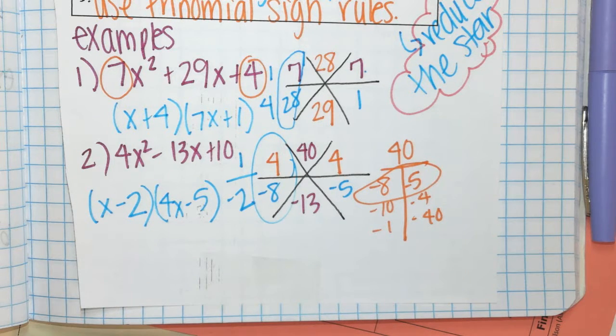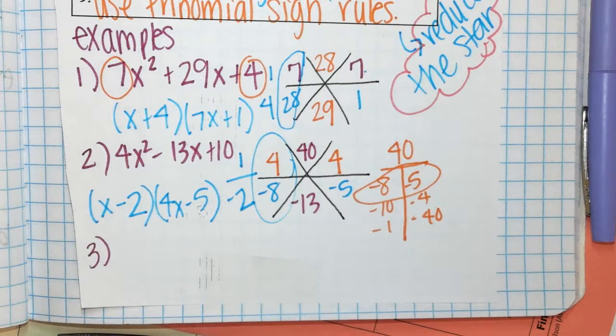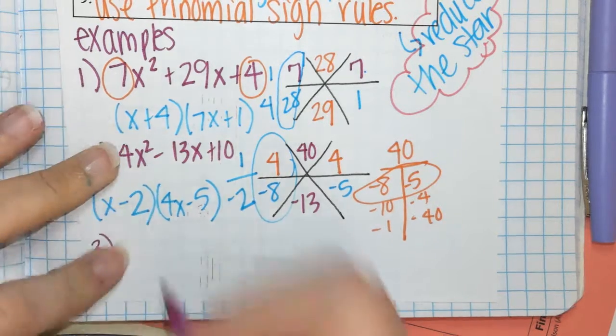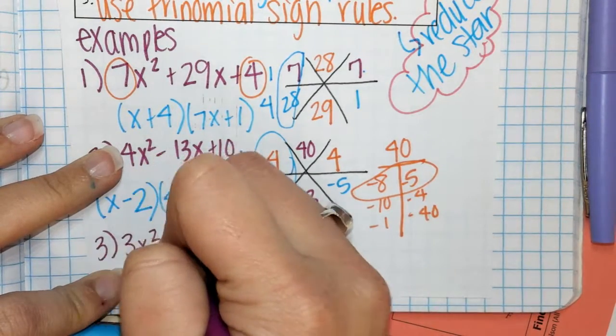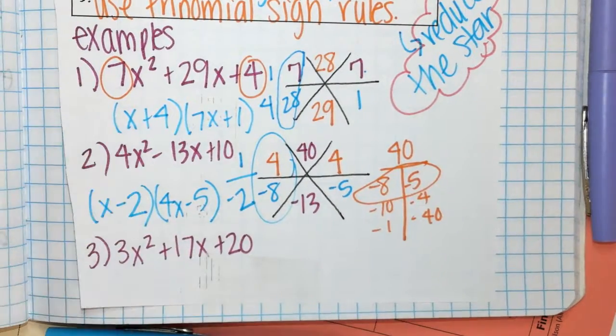Alright, ready for another one? Do you want to do one more together just to be safe? Yeah. Okay, let's do one more together. Number 3. Okay. 3x squared plus 17x plus 20.